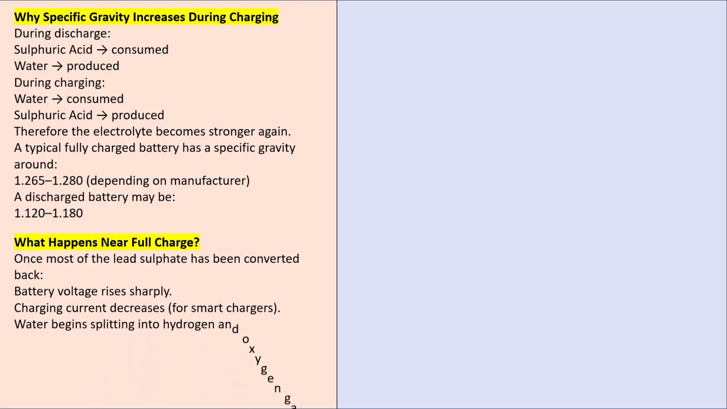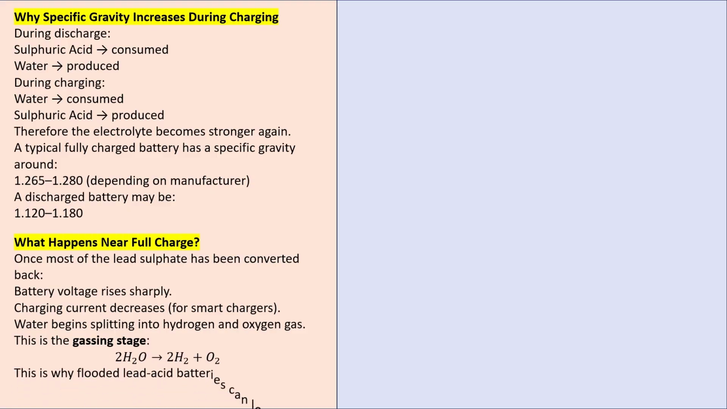Water begins splitting into hydrogen and oxygen gas. This is the gassing stage. 2H2O becomes 2H2 plus O2. This is why flooded lead-acid batteries can lose water and occasionally need topping up with distilled water.